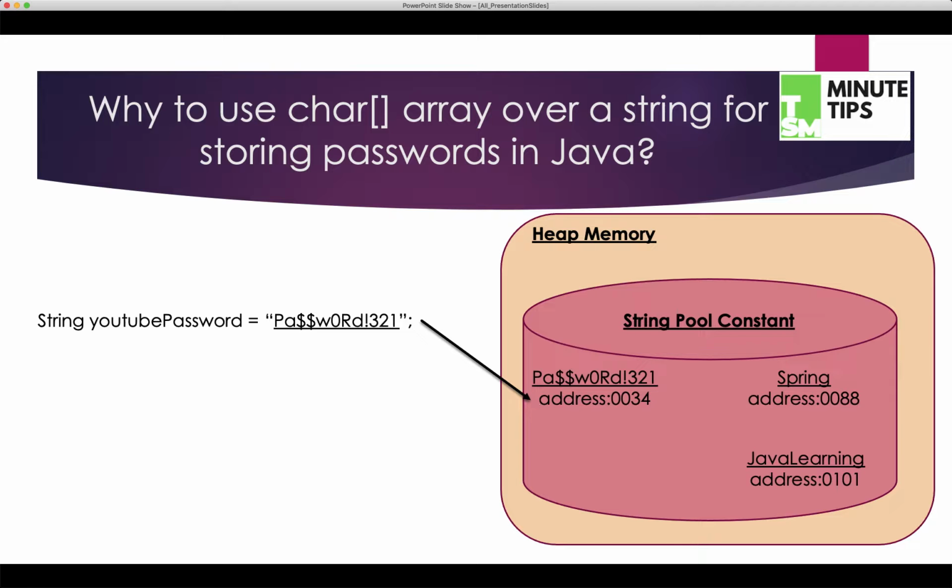Okay, after 15 days, 1 month or 2 months, I decided to change my password. As soon as I'm changing my password, the link gets destroyed here, and this is my now updated password. As this string is new, it is not present in the string pool constant. The JVM will create a new string in that string pool constant. Now this string is created and it is stored at the address 0990.